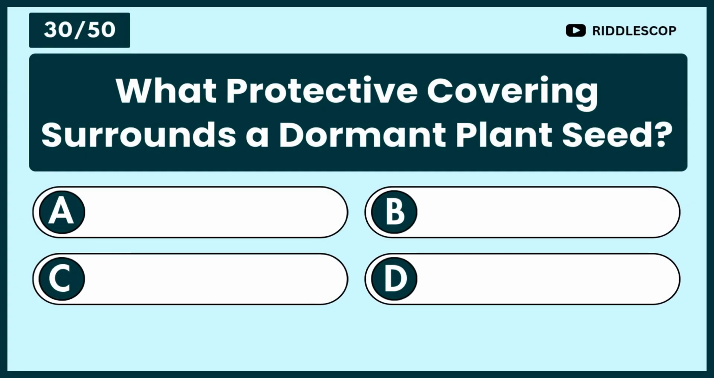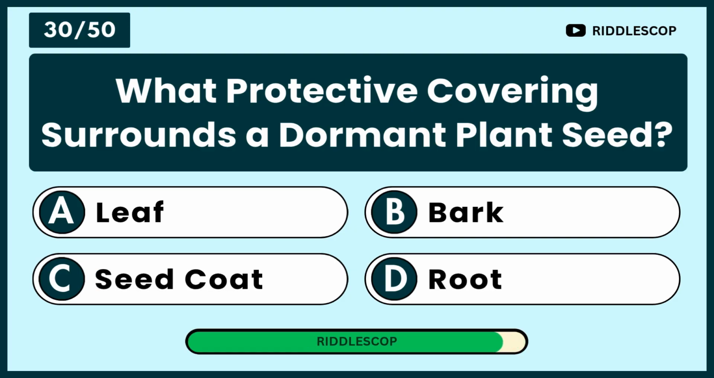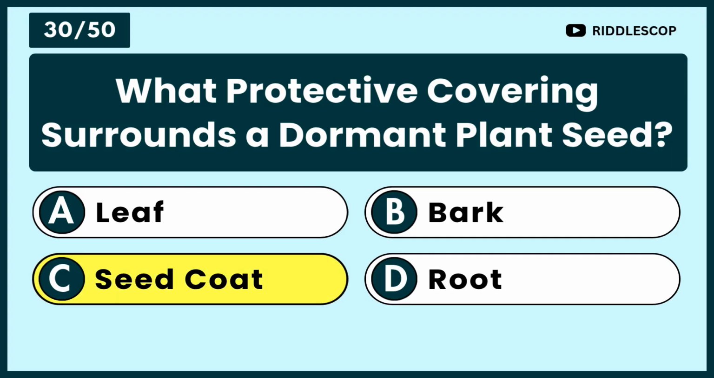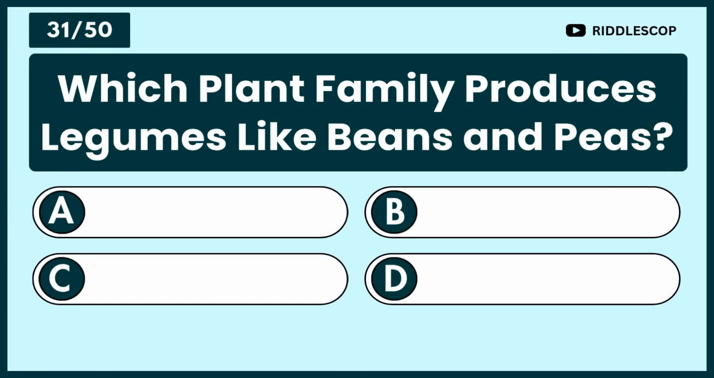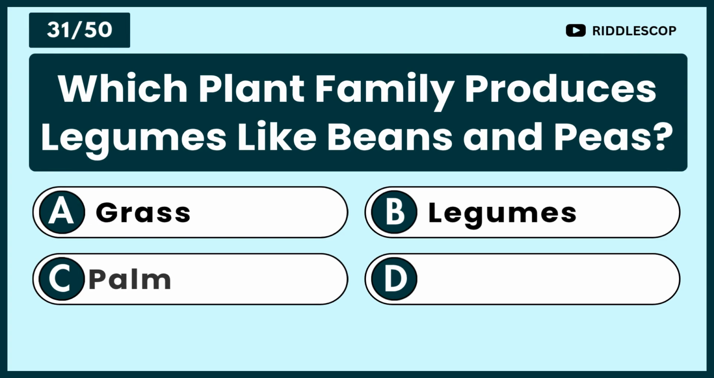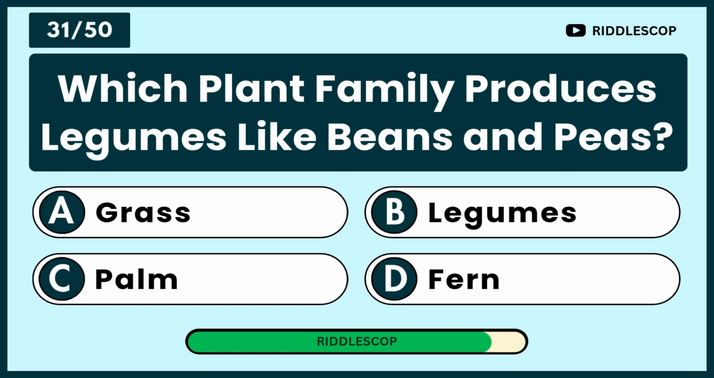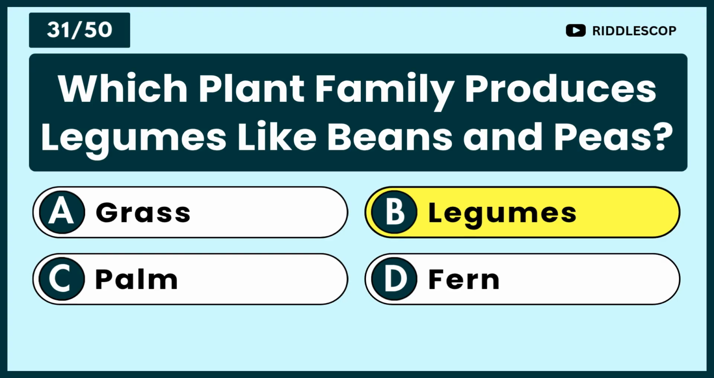What protective covering surrounds a dormant plant seed? Option C. Seed coat. Which plant family produces legumes like beans and peas? Option B. Legumes.